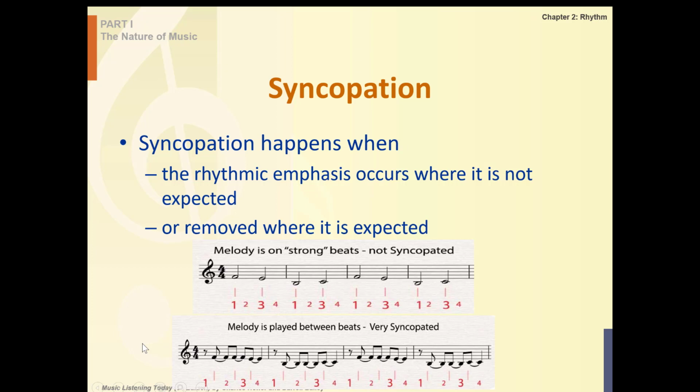Now, a few more things left about rhythm. Syncopation happens when the rhythmic emphasis occurs where it is not expected or is removed where it is expected. For example, I will sing this line. 1, 2, 3, 4. F, E, B, C, F, E, B, C.